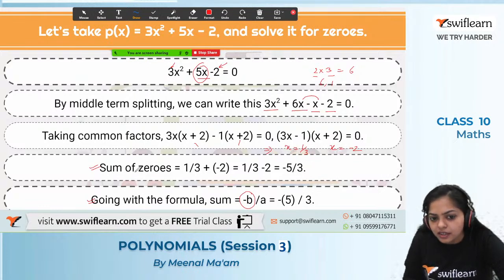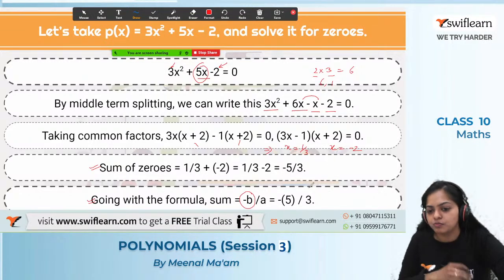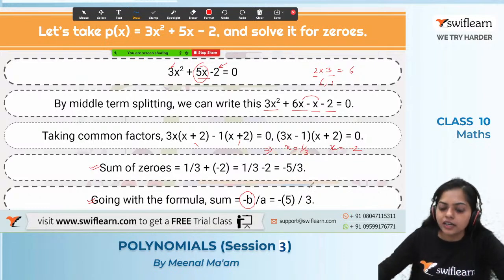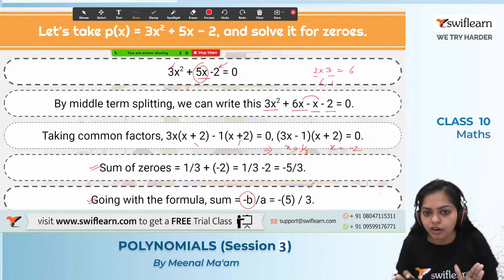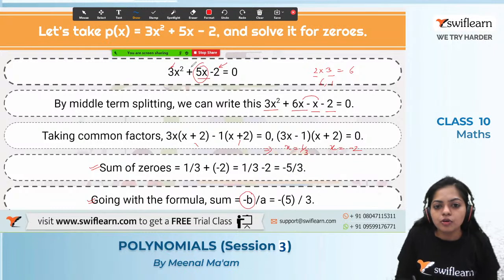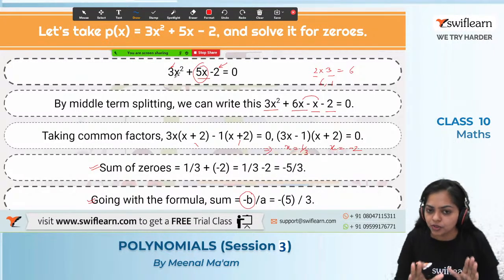So we see that if I find the zeros by using the splitting method and add them, and when I use the formula for the sum, I will get the same value. Okay, so we have verified our answer. Got it? So what is the formula for the sum of zeros of a quadratic polynomial? That will be equal to minus b by a, or I can say minus coefficient of x divided by coefficient of x square. Got it, everyone?